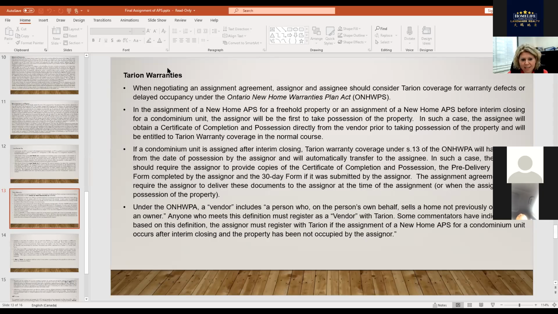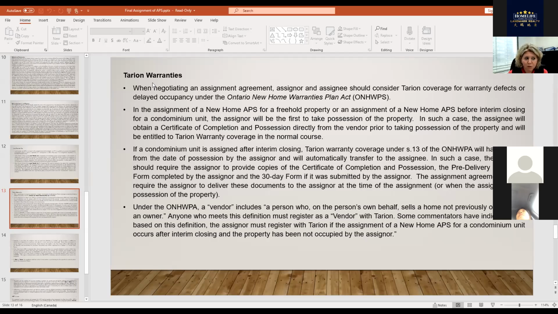Why? Because if I'm the assignee and I know that the assignor already took possession, I will want for sure a copy of the PDI, and I want a copy of the 30-day form. I want to see if the original buyer took care of this. Otherwise, I may ask even for a discount. I may ask for a discount, I may walk away. Who knows. So I explain again, maybe the concept can be more difficult. When I take possession of a condo, after 30 days, I have to submit a 30-day form with the Tarion warranty. And I have to report all the outstanding deficiencies.